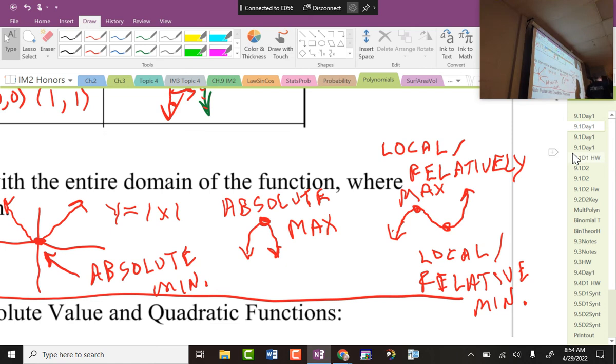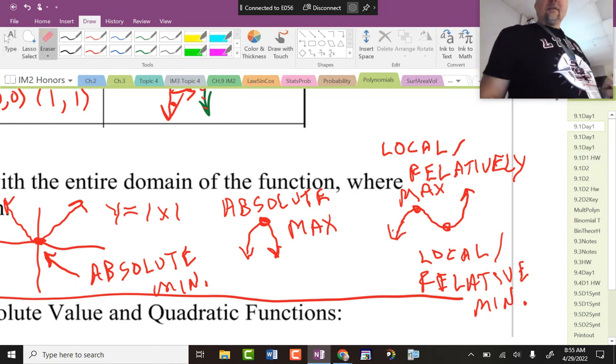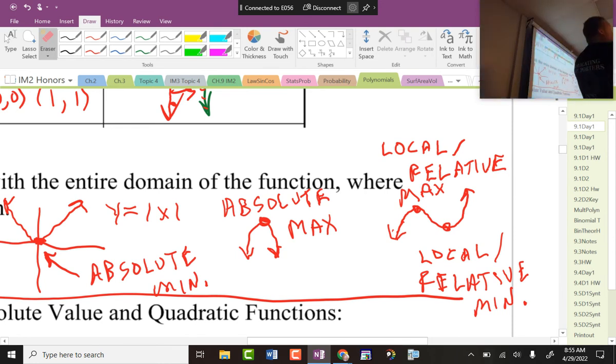Locally speaking, just in this little area, this spot right here, and ignoring everything else, this is the highest y value. But it is not the absolute highest y value of the overall graph. So that's why this is called a local or relative maximum. That should just say relative. Relatively speaking, to this little spot right here, that's the maximum, right? So local is a nicer, better word.